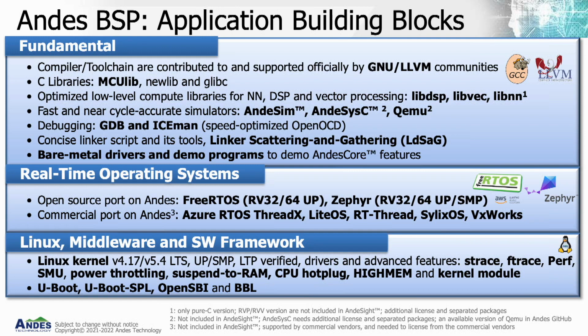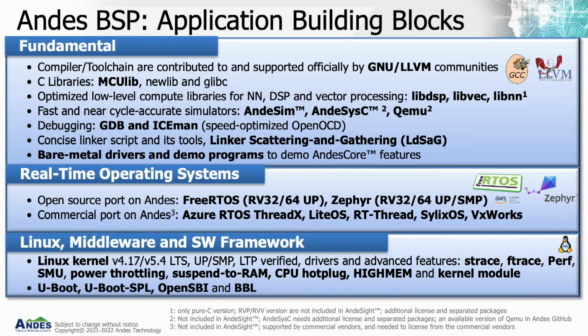The Andes BSP is part of the AndeSight. The fundamental part of the BSP is the GNU and LLVM compilers. We optimize these, and they support microarchitecture optimizations, link time optimizations, and further performance enhancements. And we have optimized compute libraries for DSP, vector, and neural network. And also we have fast model and cycle accurate model simulators, and QEMU.